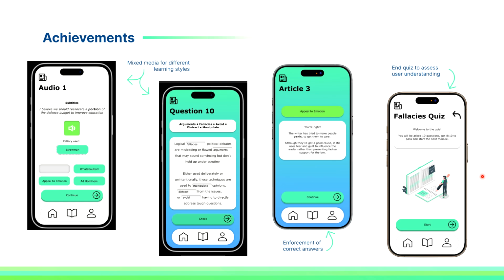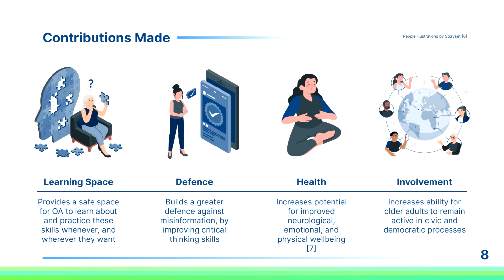In the final trial, the users averaged only one mistake, showing the module did actually improve their ability to spot the included fallacies. So how does this project meet the problem statement, and what does it contribute to society? Well, it provides a safe and comfortable learning space for older adults to improve these vital skills without pressure or judgment, in their own time.